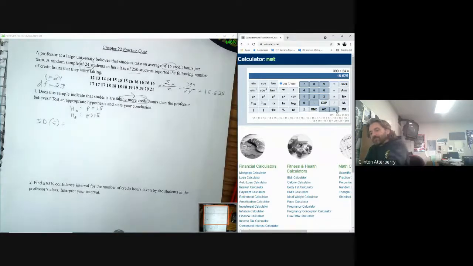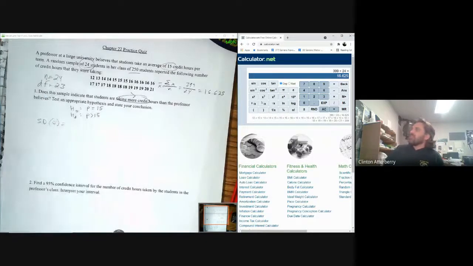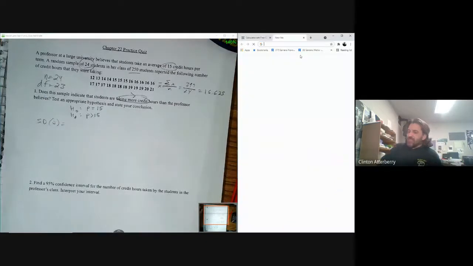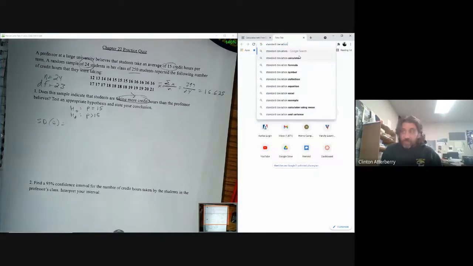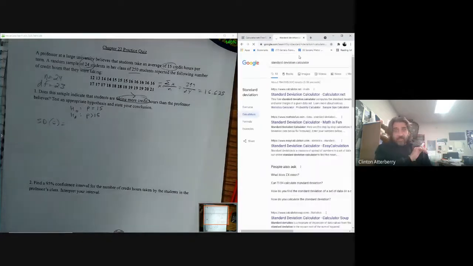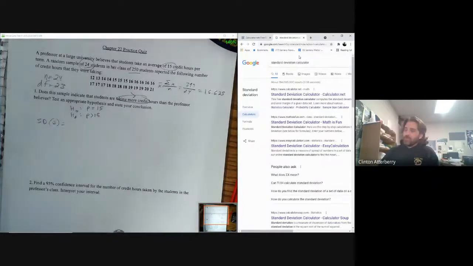So we can do it the old-fashioned way, which I really don't want to do, or we can do it by a standard deviation calculator. I just kind of realized that usually when we do this test, you guys have your calculators here in the classroom, okay? And we don't quite have that.